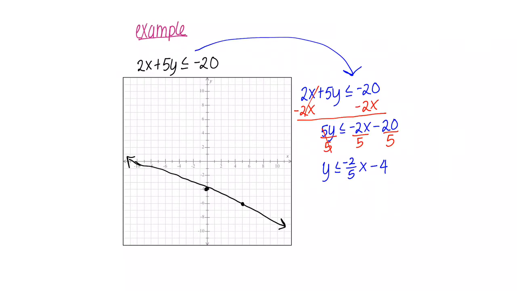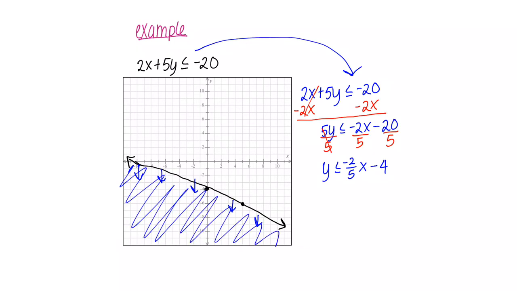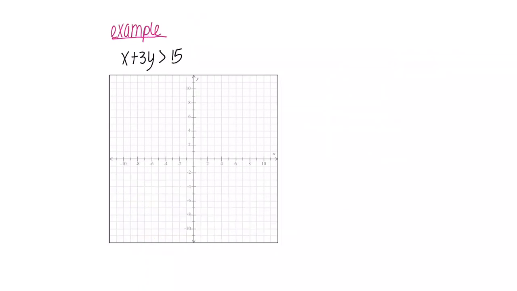And then it's a less than sign, so that means we're shading below. Now, you don't need to draw those arrows. You just need to have the shading. The arrows kind of help you figure out which way you should be shading. And that's it for this one. So let's go ahead and do 2 more.